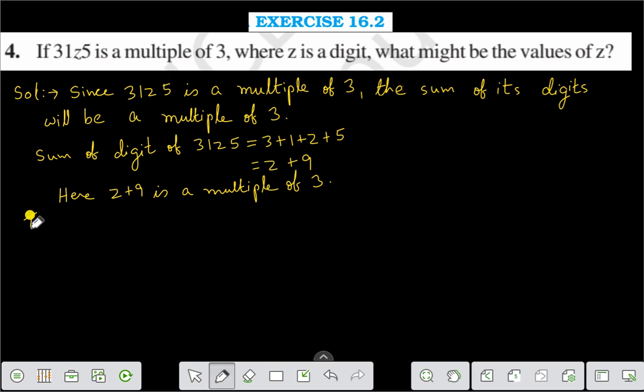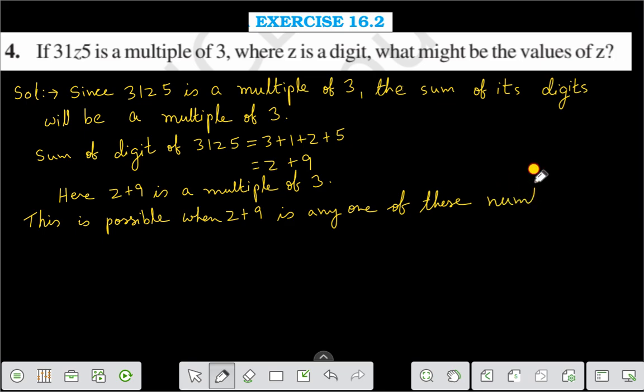This is possible when z plus 9 is any one of these numbers: 0, 3, 6, 9, 12, and so on.